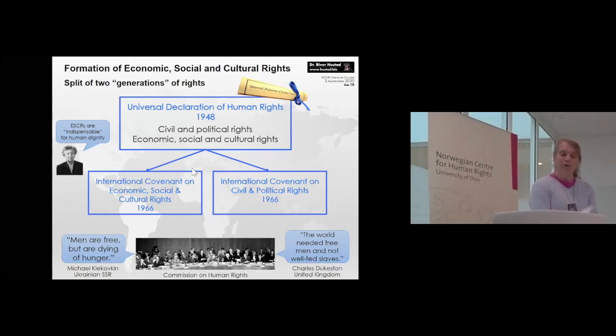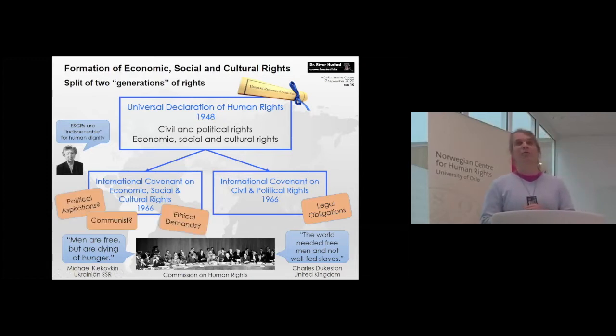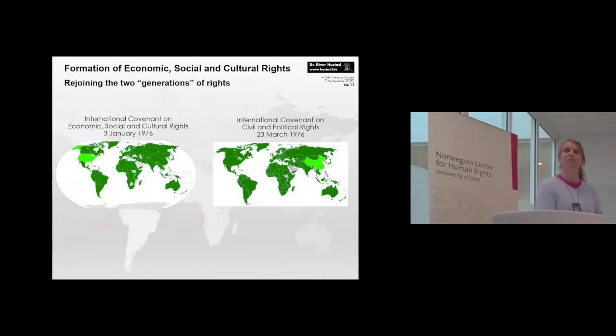So we often hear about how these rights were divided into two covenants. And the claim from those who wanted it divided was that the covenant of civil and political rights entailed legal obligations. And on the other hand, economic, social, and cultural rights, this was the critique of it, were not legal obligations, those were ethics, those were political aspirations, or those were communist, which is seen as bad from the Western perspective.